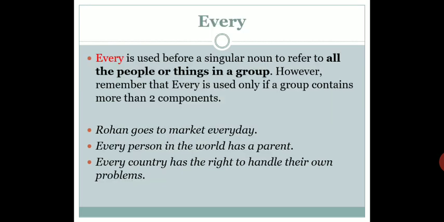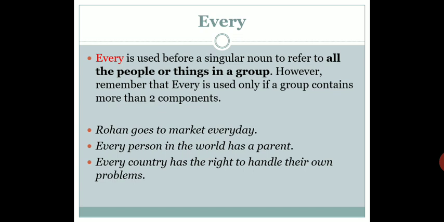Now I will tell you where we have to use every. What is the use of every? Every is used before a singular noun to refer to all the people or things in a group. Each is used with the individual things or persons in a group, but every is used with all people or things in a group. This is the difference between both the words. However, remember that every is used only if a group contains more than two components.